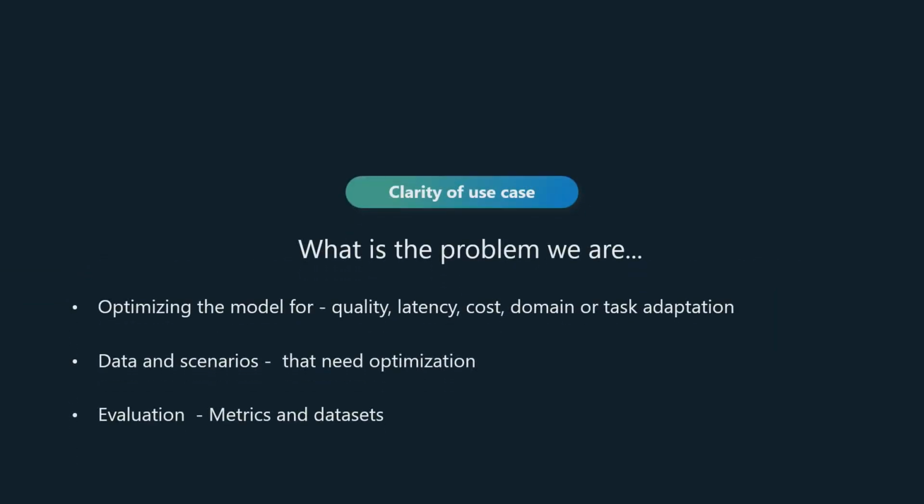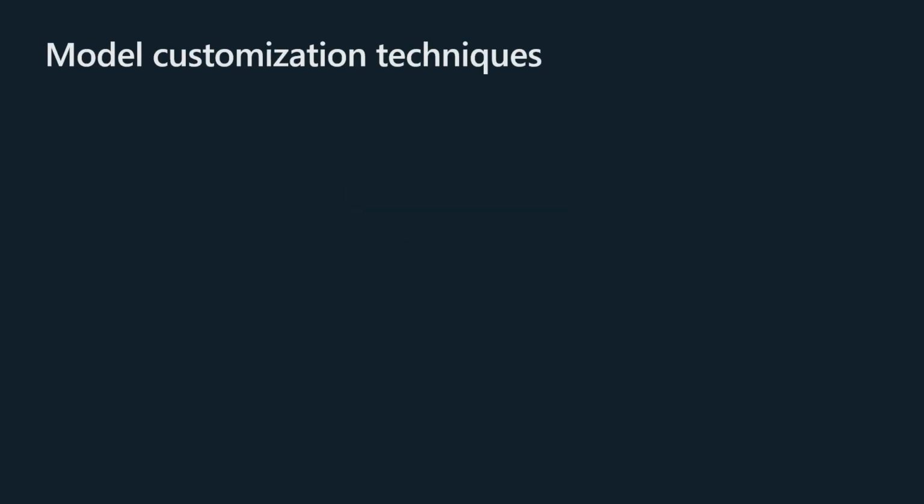So the first thing that we've got to do is be clear on what is the problem that we are trying to solve. What is it we're trying to optimize for? Are we optimizing for cost, performance, domain adaptation, task adaptation? Do we understand the data and the scenario that we are trying to address? And then do we know the data set and the metrics that we are using to measure the performance of the model? That clarity gets us on the right path to what we need to do when we try to adapt the models.